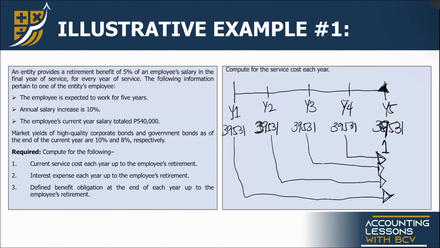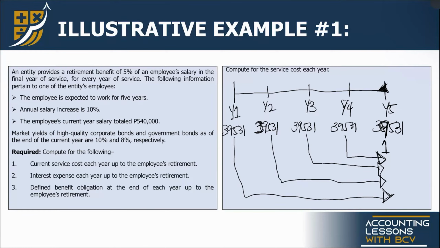Okay? Ipo-project natin. And tandaan nyo, okay, yung 39,531 na yan, guys, okay, hindi yan yung pinaka-value niya nung year 1, year 2, year 3, year 4. Actually, yan ay isang future value. No? Isa siyang future value na kukompute natin ng present value. Okay? So, point of reference is year 5. Gagamitan natin ito ng discount rate.